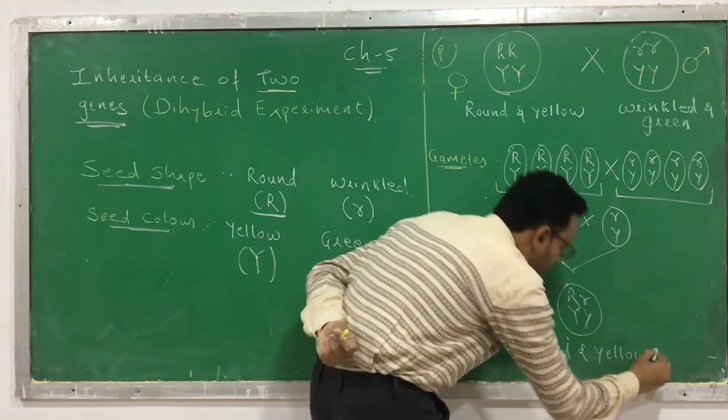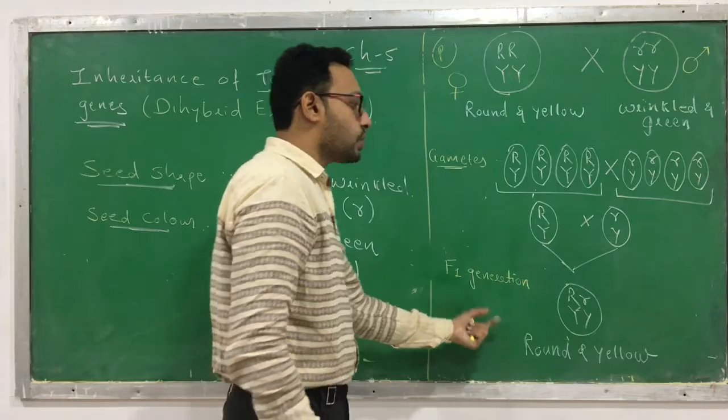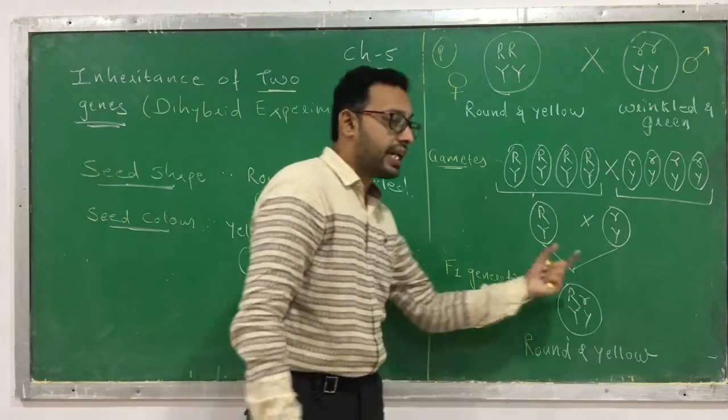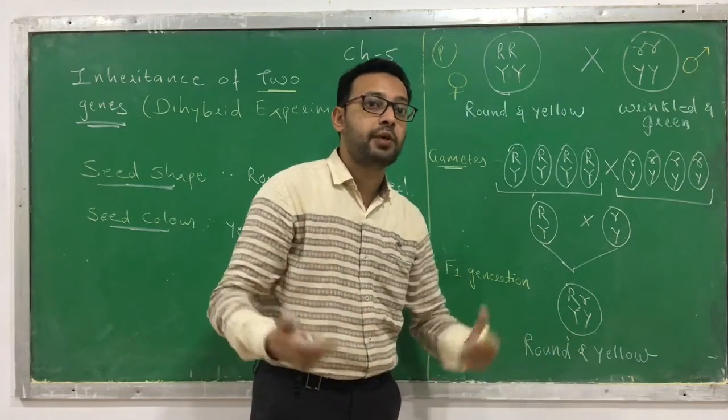This is the characteristic. So for all the seeds you can have 16 possibilities.